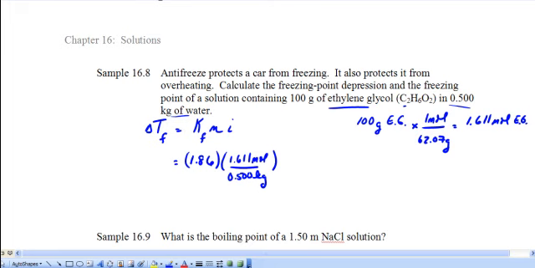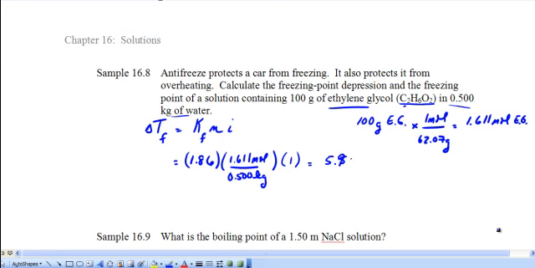The Van't Hoff factor for ethylene glycol is going to be a 1 because when you put this into water, it does not dissociate to any extent, and so we'll just put a 1 there. So to calculate the freezing point depression, we'll simply take the 1.86 times the 1.611 divided by 0.5 times 1, and we get 5.99.